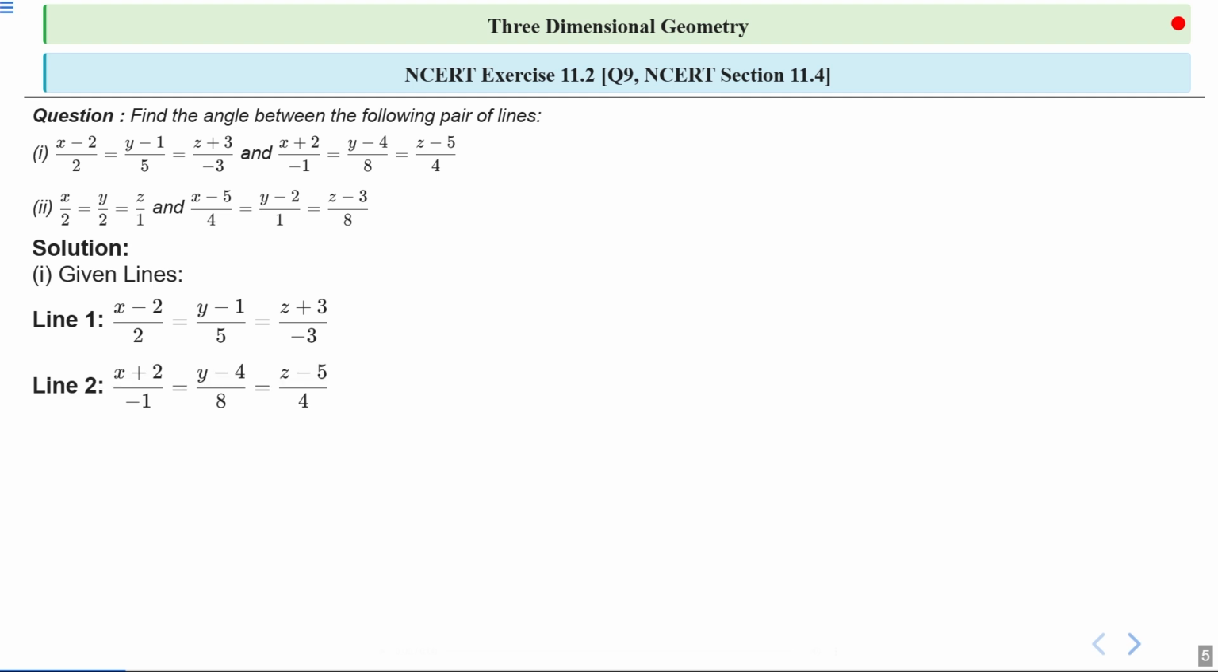Now let's look at the second line. It is given as (x plus 2) upon minus 1 is equal to (y minus 4) upon 8 is equal to (z minus 5) upon 4. Again, this is in symmetric form, and the direction ratios for this line are minus 1, 8 and 4. We will use these direction ratios to find the angle between the two lines.